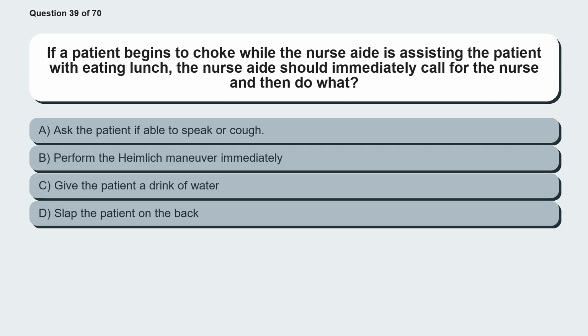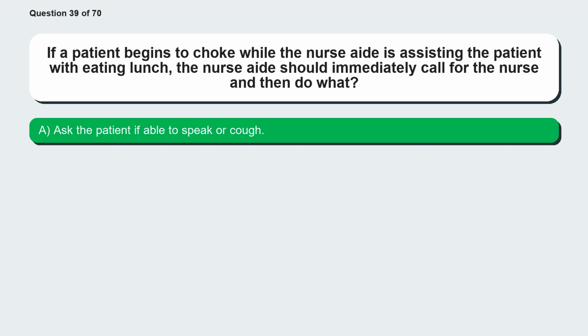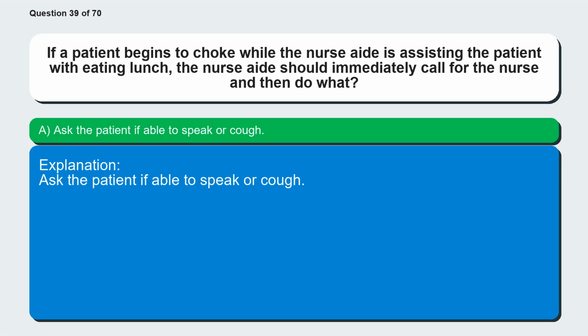Question 39. If a patient begins to choke while the nurse aide is assisting the patient with eating lunch, the nurse aide should immediately call for the nurse and then do what? Option A, ask the patient if able to speak or cough. Option B, perform the Heimlich maneuver immediately. Option C, give the patient a drink of water. Option D, slap the patient on the back. The correct answer is option A, ask the patient if able to speak or cough.